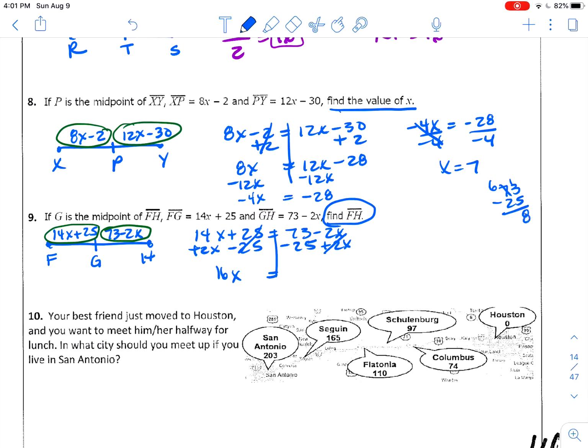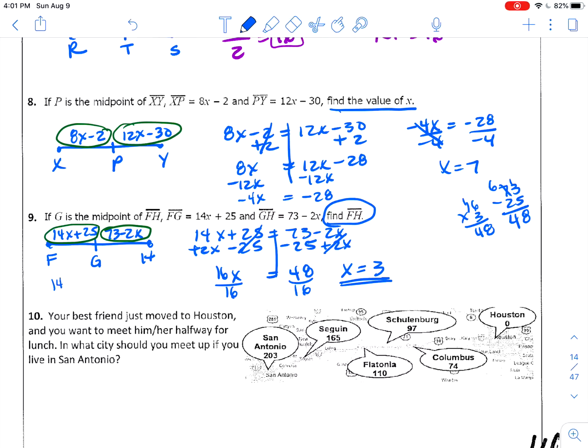73 minus 25, let's see, what is that? 48. Divide both sides by 16, and x is equal to 3. 16 times 3, I'll just double check my math, 18, and then 3 add 1 is 48. That's right. Okay, so I now know what x is, but it's asking me for FH.